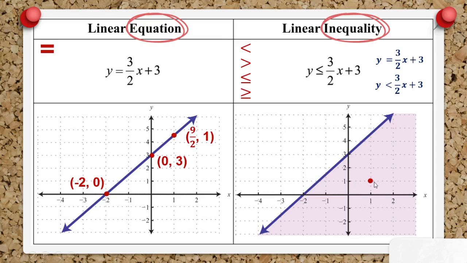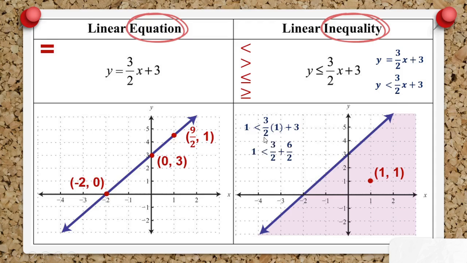When we say test, we take the ordered pair and substitute it into our inequality. So our x is 1, our y is 1. Let us substitute it into this inequality. Change x to 1, change y to 1, and let us solve.